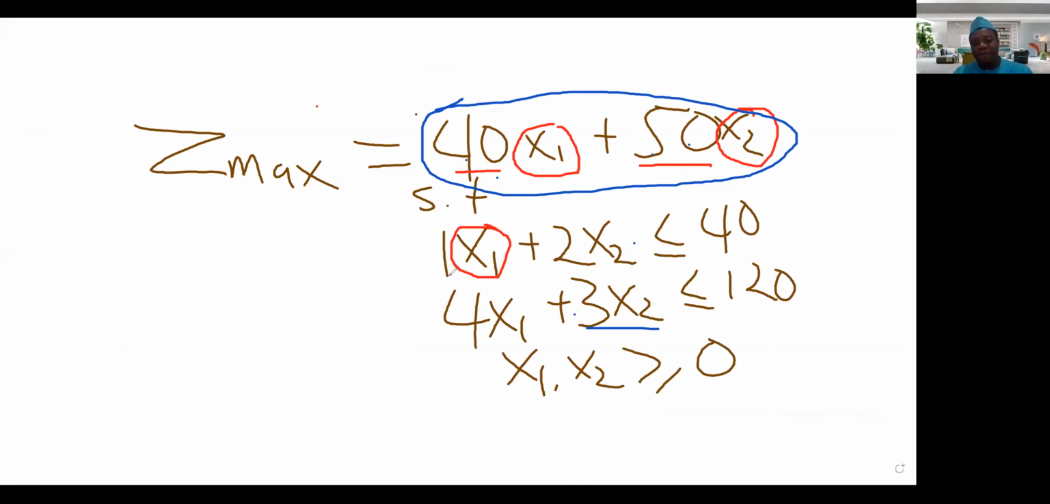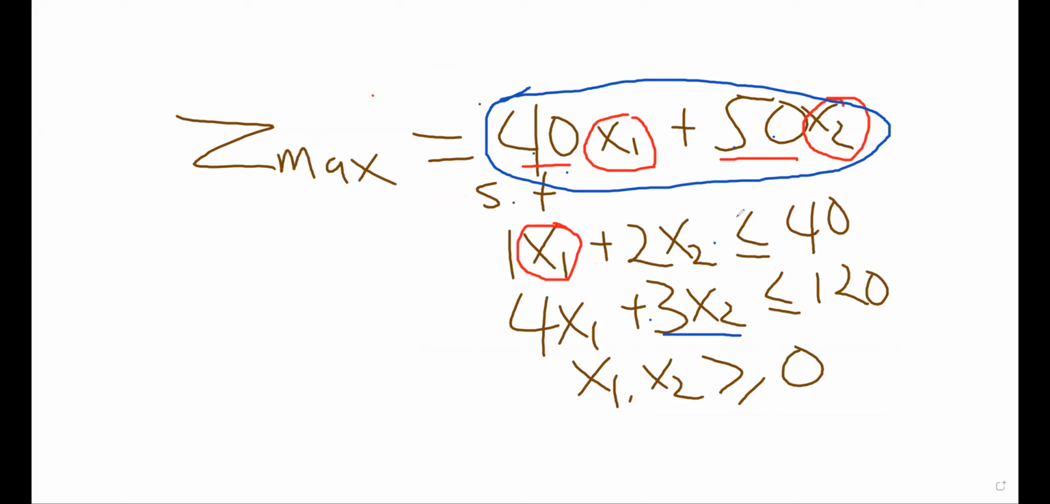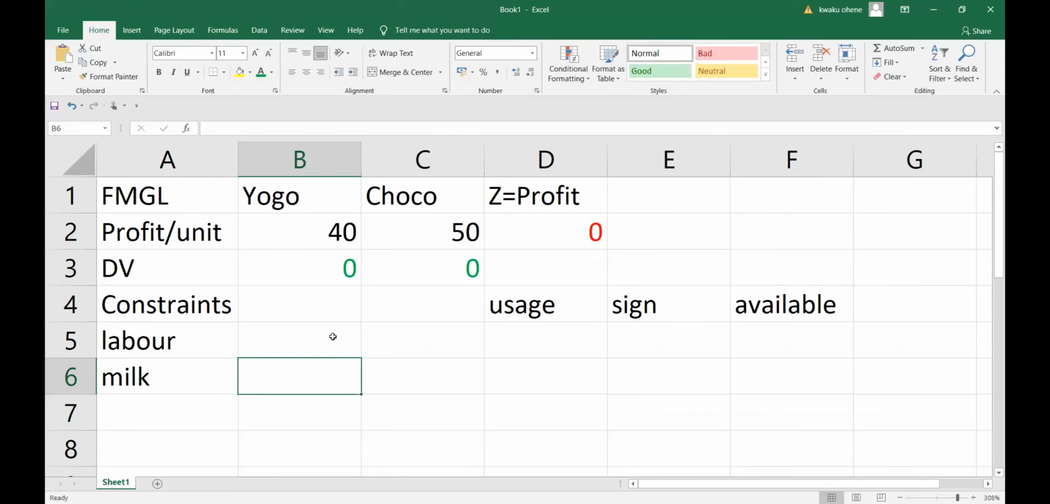For the labor constraint, the first number is 1. The second number is 2. And then for the milk constraint, the first number is 4. The second number is 3. You are going to put these numbers inside the Excel. So for the labor constraint, you have 1 and then 2. And then for the milk constraint, you have 4 and then 3.